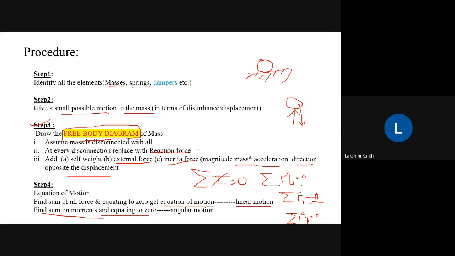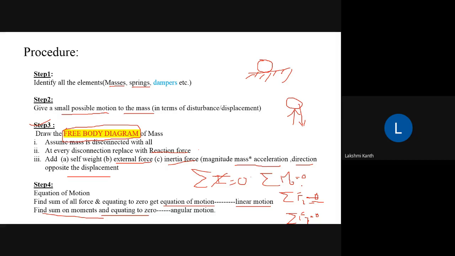And this is the procedure. Step one, identification of system elements. Step two, give a small possible motion to the system or masses. Why? Because a vibration system needs some initiation. In step three, draw the free body diagram for the masses. There are some guidelines: assume the mass is disconnected from all connections, and at every disconnection, add a reaction force. Add self weight, external forces, and inertial forces, if there are any in the system. The inertial force magnitude is obtained from the mass times the acceleration, and its direction is opposite to the displacement.